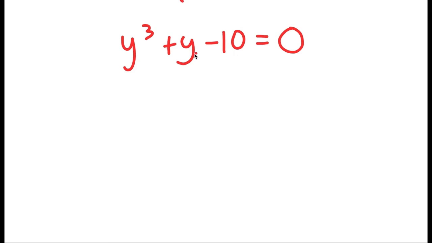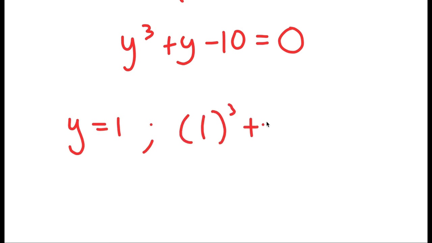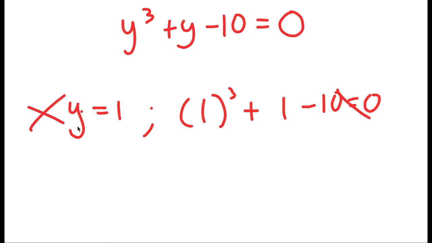So to do that and find that first solution, I'm just going to test values of y. So we're going to start with y equals 1. So when y equals 1, I have 1 to the power of 3 plus 1 minus 10 is equal to 0. Well, 1 to the power of 3 is 1, 1 plus 1 is 2, 2 minus 10 is negative 8, which does not equal 0, so this does not work.